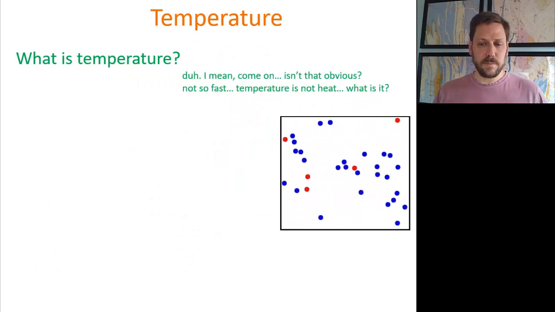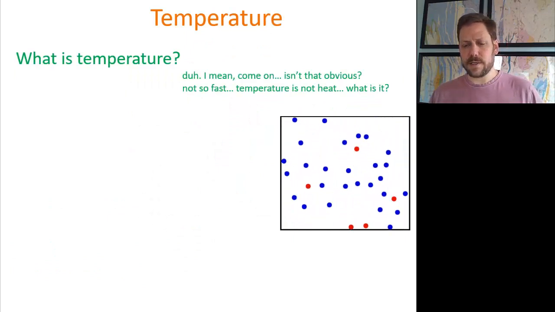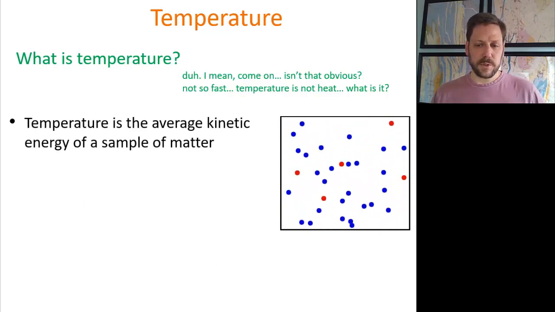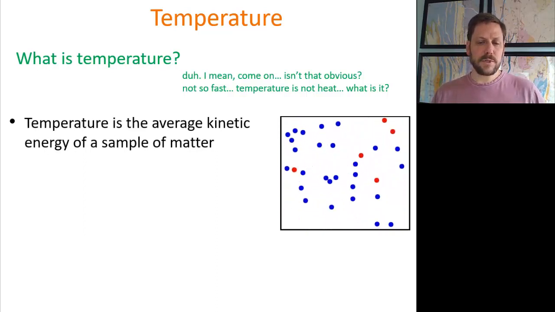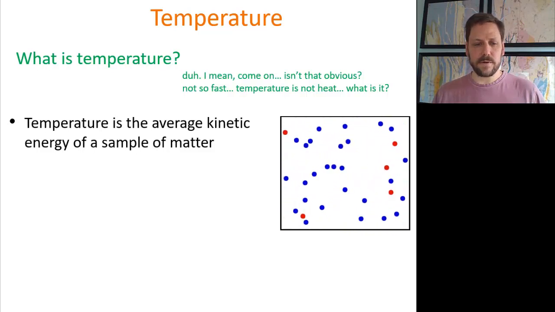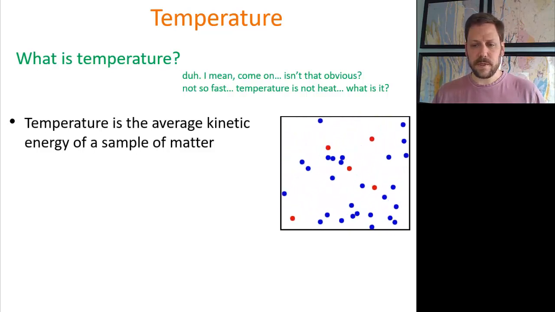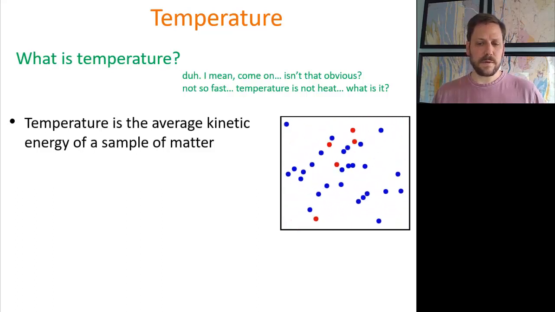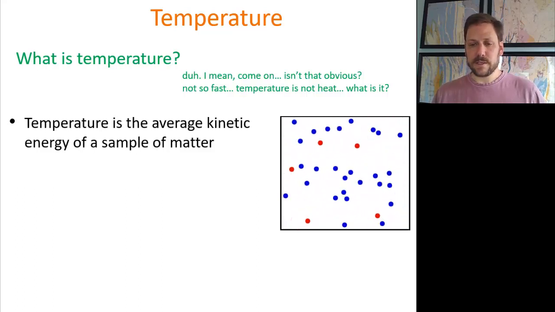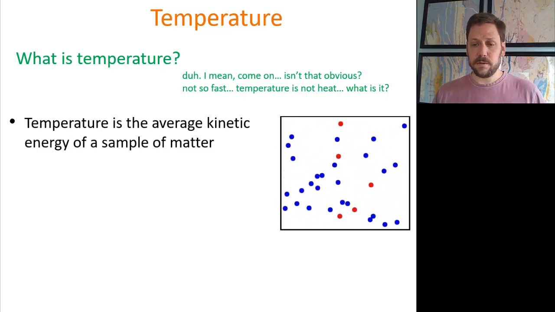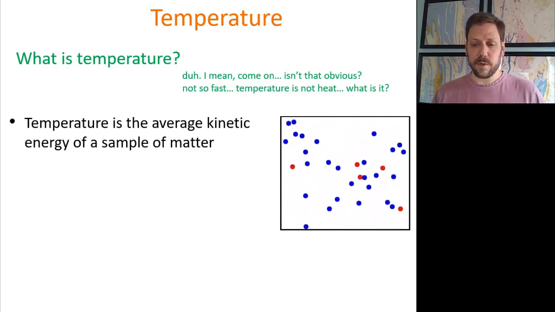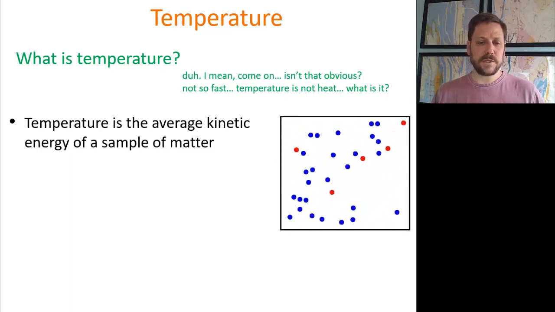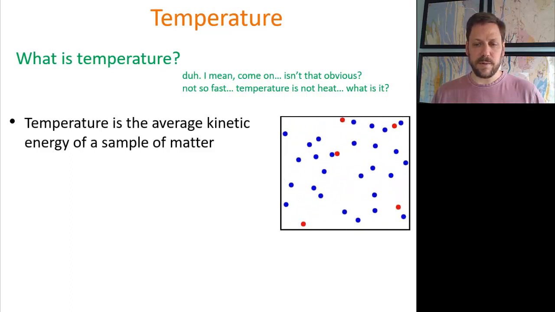Temperature seems like such a simple idea. I mean, it's just how hot something is, right? We need a little bit more of a sophisticated definition of temperature in this unit. Temperature, remember, is a measure of the average kinetic energy of a sample of matter. Notice some of those particles are moving very fast, and some of those particles are moving very slow. As a matter of fact, even the ones that are moving slowly sometimes get hit by another particle and start moving fast. So that's why we talk about temperature as the average kinetic energy of a sample of matter.